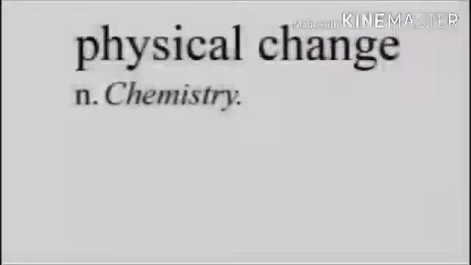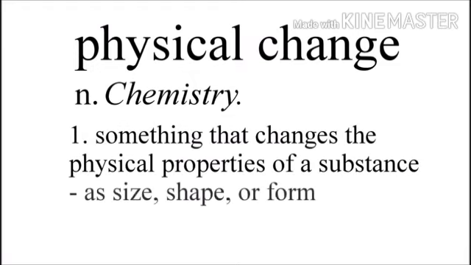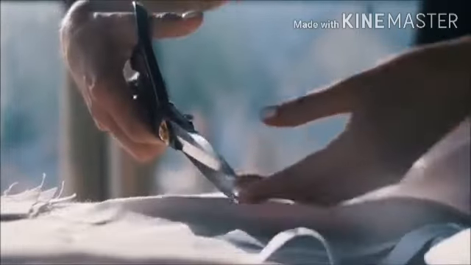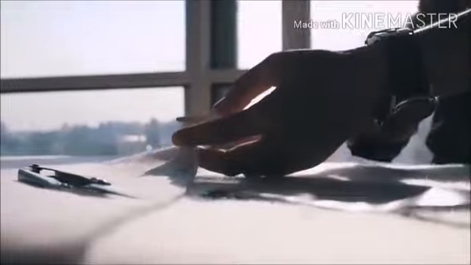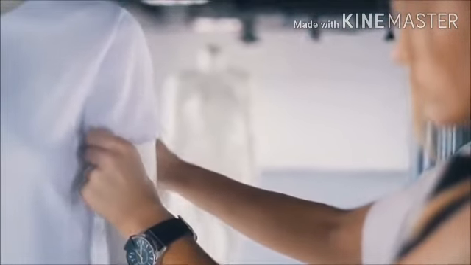A physical change is something that changes the physical properties of an object or substance, like size, shape, or form. Cutting a piece of cloth is an example of a physical change. Even though the cloth changes shape and size when it is cut, it does not create a new substance. It's still cloth. Even if the pieces of cloth are sewn together and made into a shirt, only physical changes have occurred. The shirt is still made of the same substance as the original cloth, just in a new form.